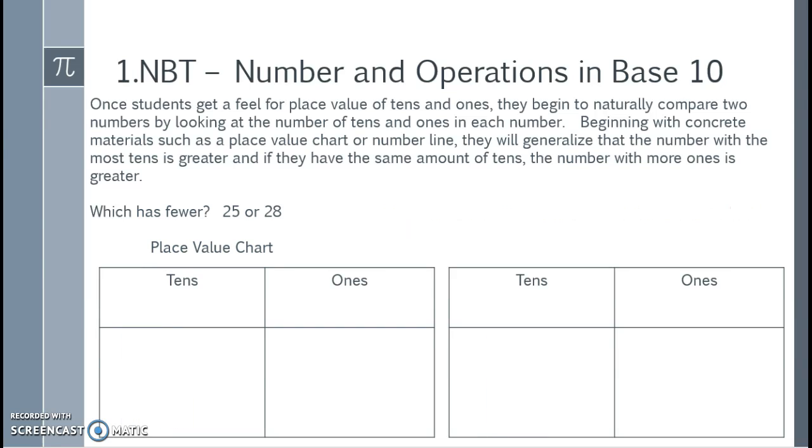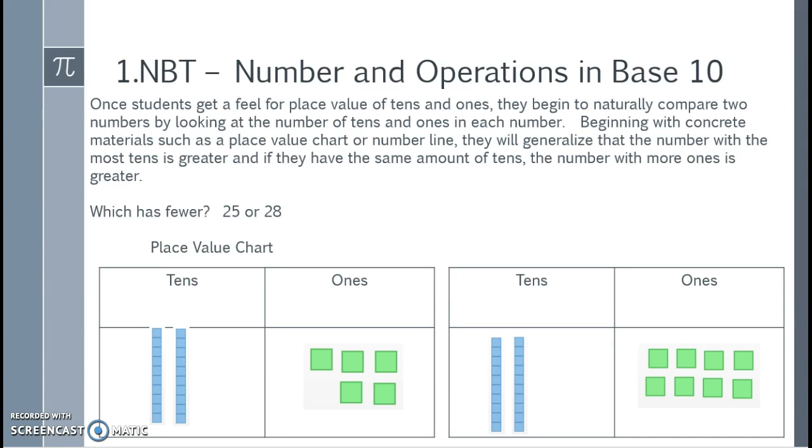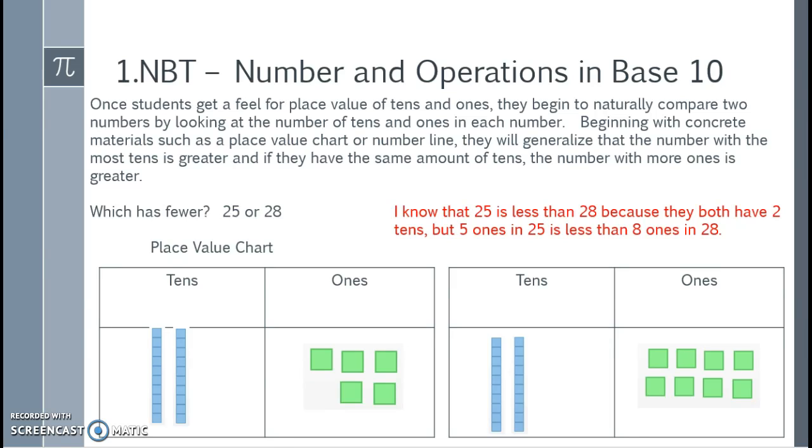Which has fewer, 25 or 28? So we've got our place value chart, and I know that there are 2 tens in 25 and 5 ones in 25. I know that there are 2 tens in 28 and 8 ones. I know that 25 is less than 28 because they both have 2 tens, but 5 ones in 25 is less than 8 ones in 28.